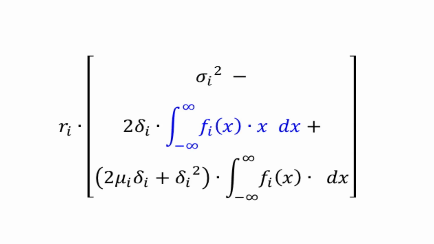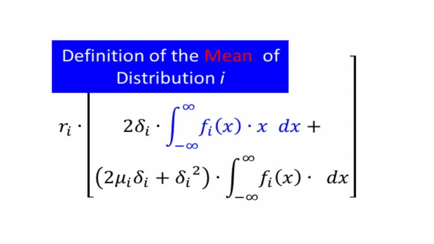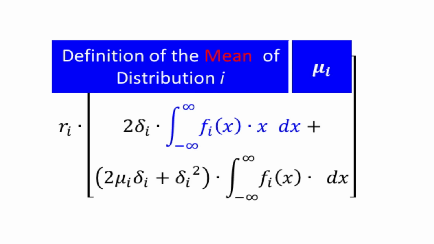Again, you may want to pause the tutorial here and think about what this means. I'm sure you have seen this before. I hope you spent some time thinking. Here's the answer. It is the definition of the mean of distribution I, so simply mu sub I. Let's substitute that.